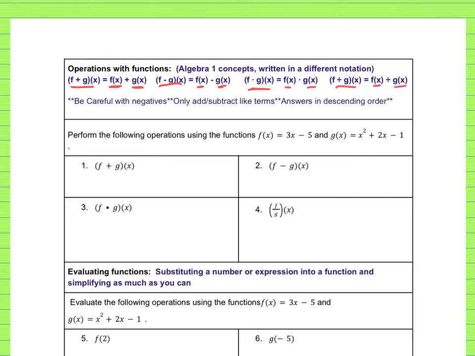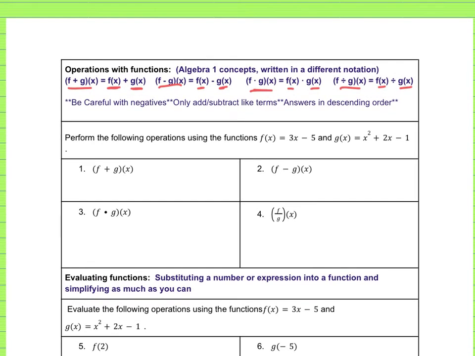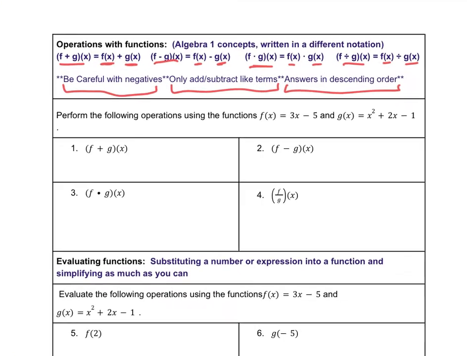Lots of things going on right there. Don't get confused. We're going to talk about what this means. But first off, these little notes here, be careful with your negatives, okay? Make sure that if you are subtracting, you've got your negative in there, and it's being distributed. Same deal with multiplying, dividing. If you've got those negative numbers in there, it's going to change your answer, okay? So make sure you pay attention. Only add and subtract like terms, and make sure you write your answers in descending order. And we'll talk about that here as we get going.